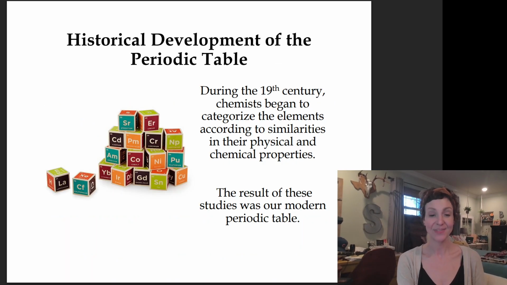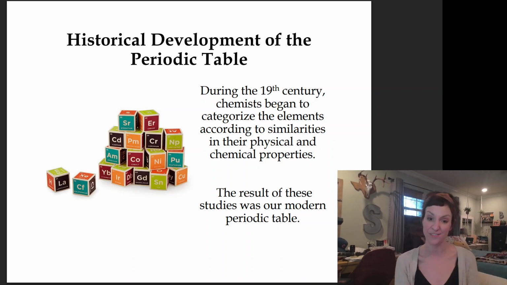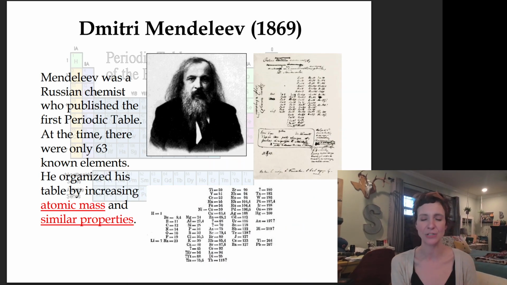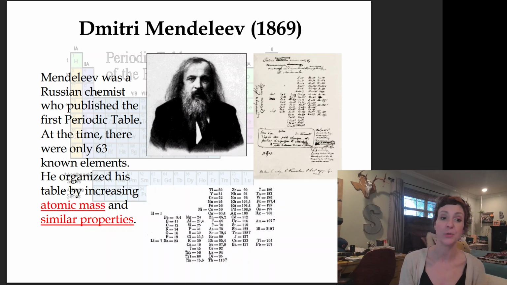So let's see. The historical development of the periodic table. During the 19th century, chemists began to categorize the elements according to similarities in their physical and chemical properties. The result of these studies was our modern periodic table. There are two scientists we need to know that were super important in the discovery and arrangement of the periodic table. Our first guy was Dmitry Mendeleev. 1869.